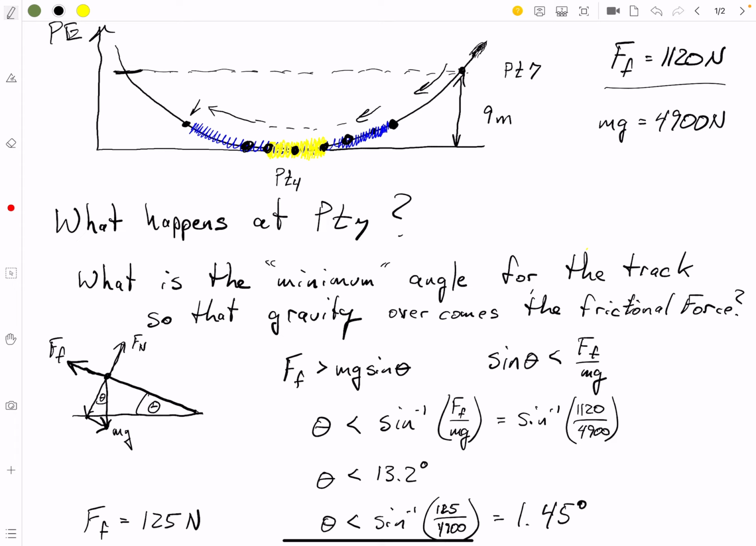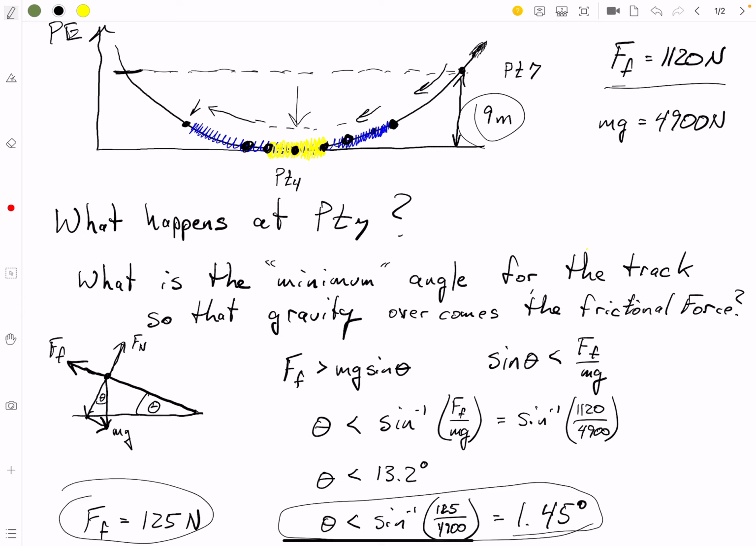So you can figure out what that is if you want to, but somewhere in this realm, we're going to be stuck in there if our frictional force is 1.25, and if our frictional force is 1120, we'd be stuck in a little bit wider range, okay? So that's where the roller coaster would stop.